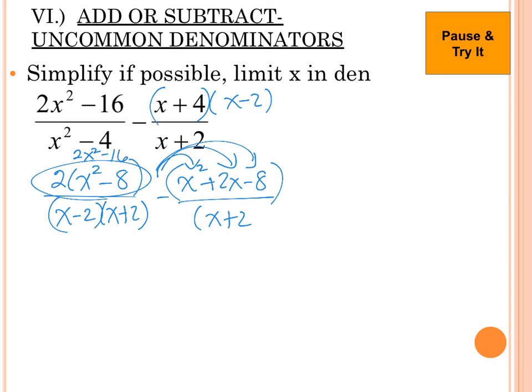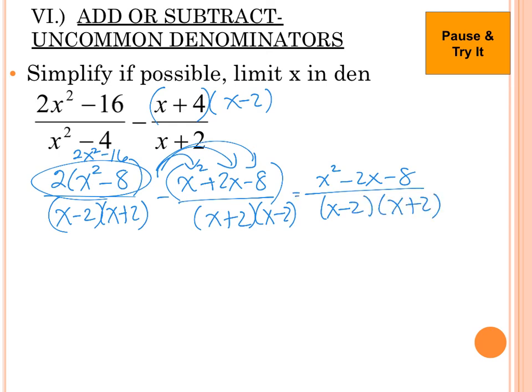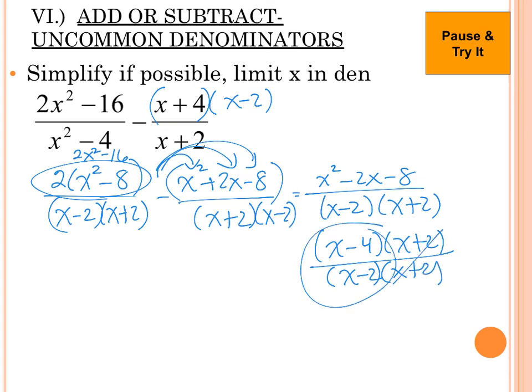So 2x squared minus x squared is x squared minus 2x. Negative 16 minus a negative 8 is minus 8 all over x minus 2, x plus 2. I can factor that numerator, minus 4 plus 2. That's my simplified answer. X can't be 2 or negative 2.